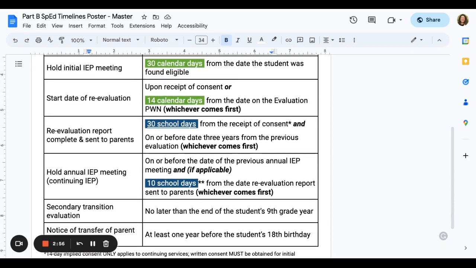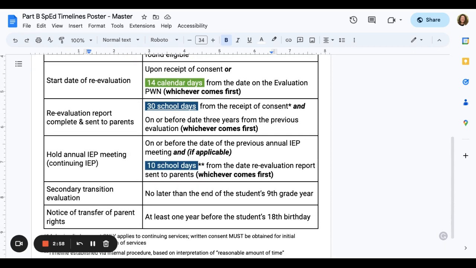The next things on the list here are related to reevaluations. For reevaluations, an important thing to remember, you'll see here that it talks about whichever comes first. When a student has already received an evaluation or already had an IEP, we need to pay attention to those dates. If their last reevaluation was on December 1st, then our next evaluation for them needs to be completed no later than December 1st, 3 years later.